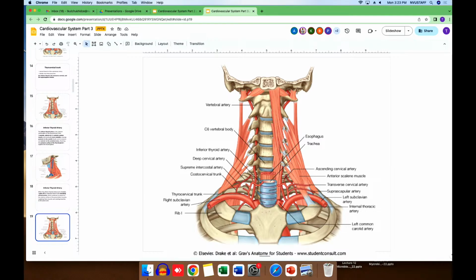So this suprascapular artery is the lowest branch of the thyrocervical trunk. The branch passes laterally, crossing anterior to the anterior scalene muscle, the phrenic nerve, the third part of the subclavian artery, and the trunks of the brachial plexus. At the superior border of the scapula, it crosses over the superior transverse scapular ligament and enters the supraspinous fossa, right?